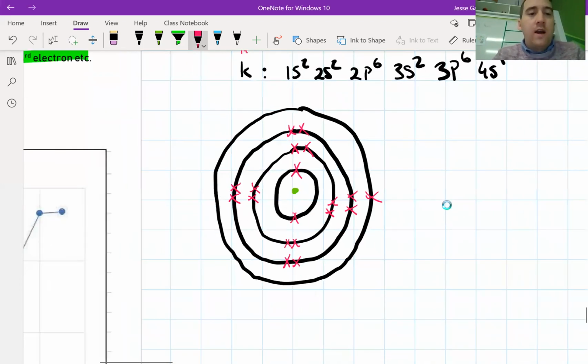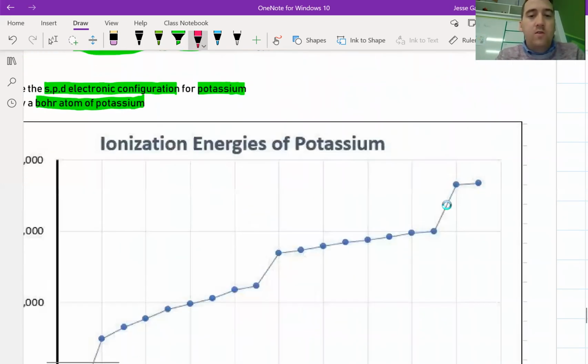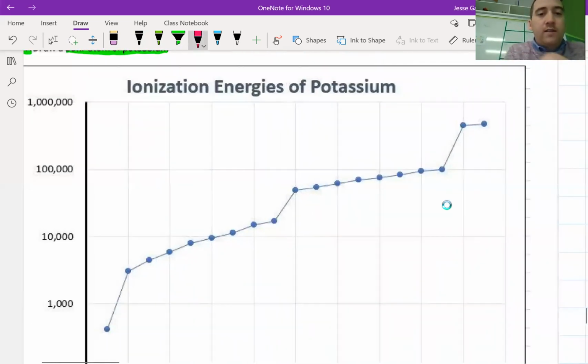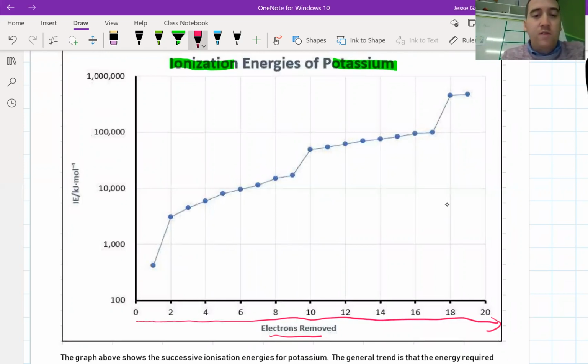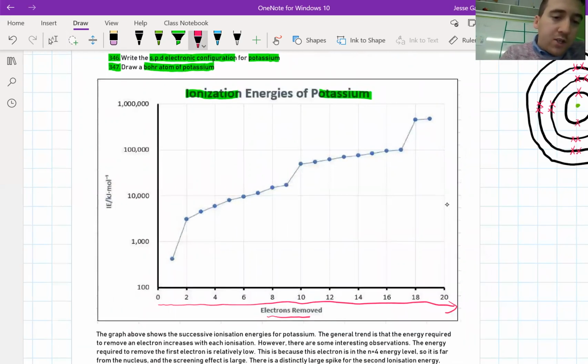So let's look at this graph now. We're going to study this graph. What does this graph show? Well, first of all, the title says that these are the ionization energies for potassium. So we're looking at potassium. On the x-axis here is the number of electrons that have been removed. So obviously it starts at 0, and as we go from left to right, the number of electrons that have been removed is increasing. And on the y-axis, we're showing ionization energy measured in kilojoules per mole. And obviously, as we move up the axis, the amount of energy required is increasing.